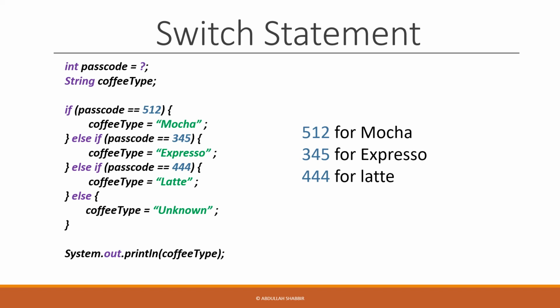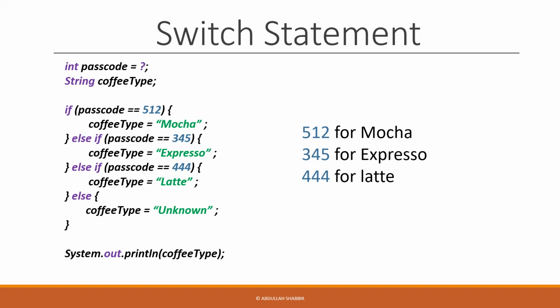We can then write an if statement and else if with a test condition that checks if our passcode is equal to a certain value like 512 or 345. And then inside each statement, we'll assign that type of coffee to make. To keep track of the coffee name, we can use a string variable coffeeType. And at the very end of our code, we'll print out the value of coffeeType.